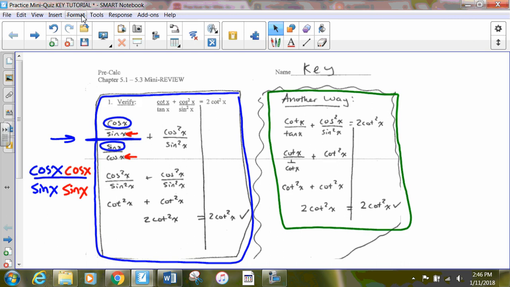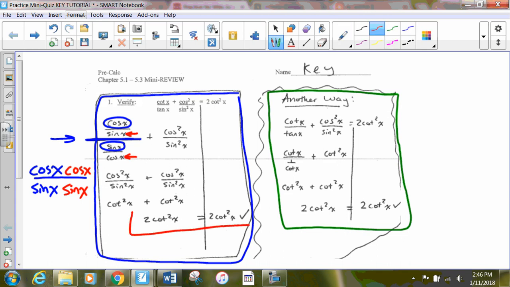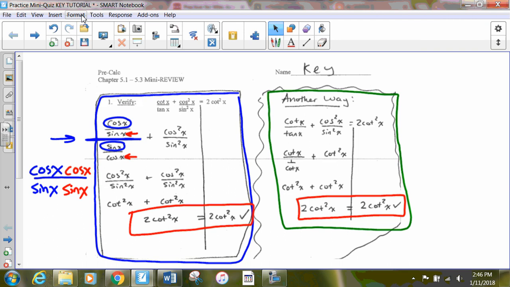I want to make a note that your work has to go vertically. It has to keep moving down until you finally get to this part where this side matches this side. Don't stop too early. This side has to match this side. So be careful and make sure that you follow protocol.